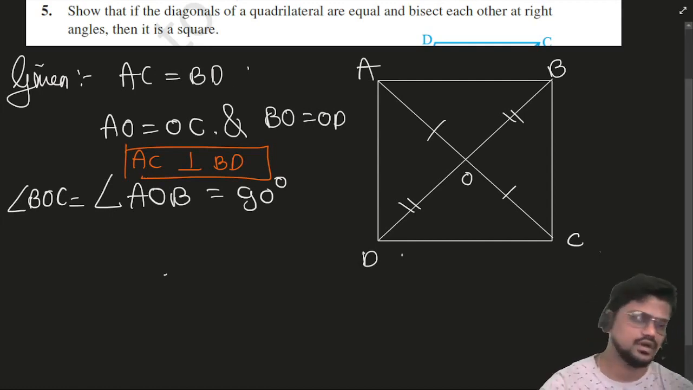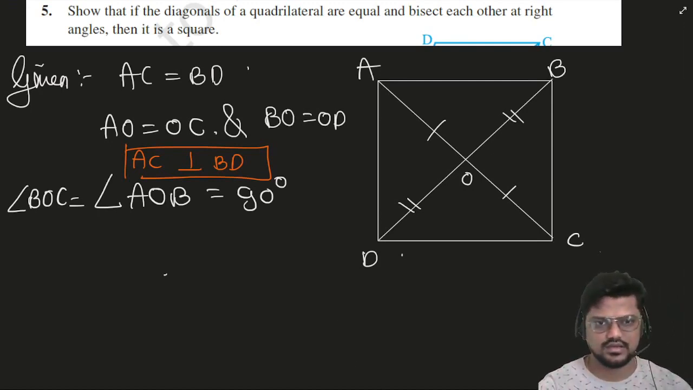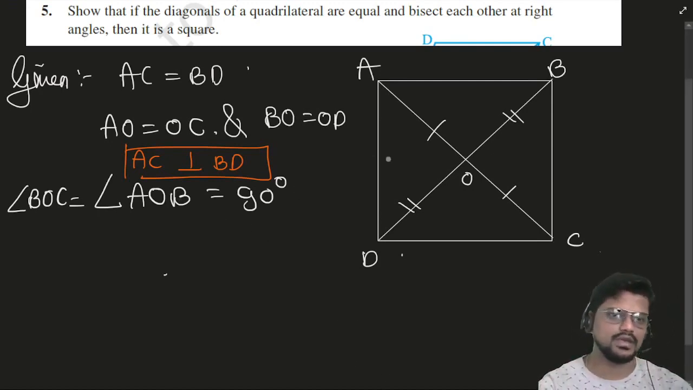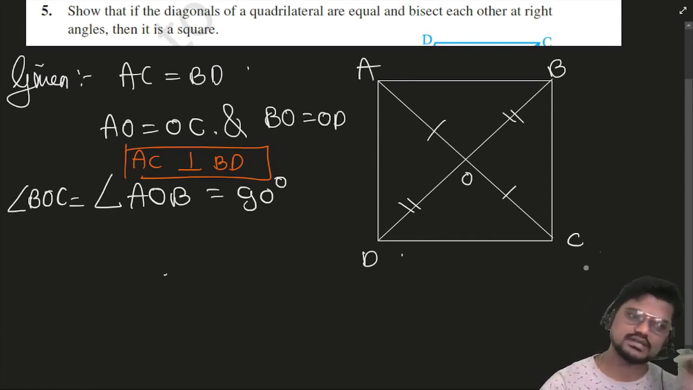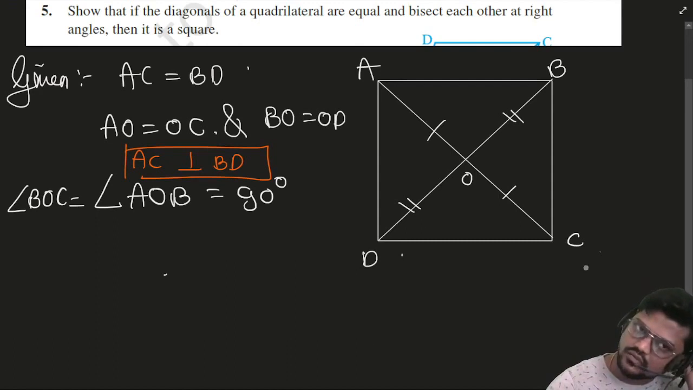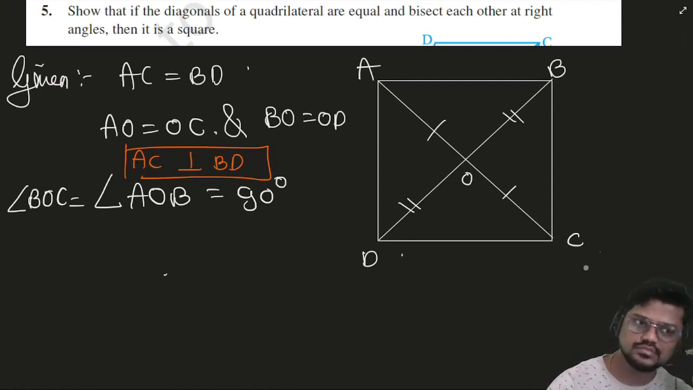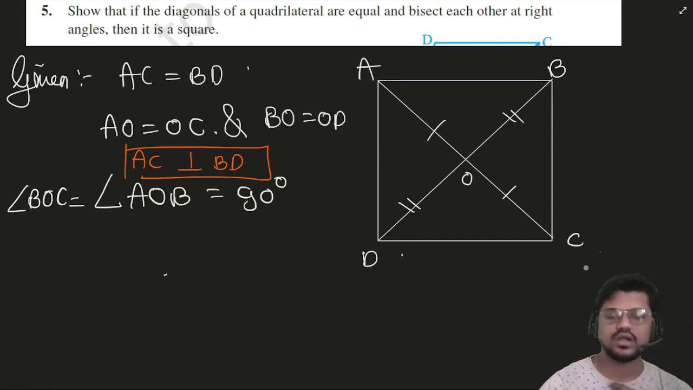Okay. Now what you know in this is angle AOB and angle BOC are 90 degrees, they have given. You have to prove that it is a square. Now when will you know that it is a square? Interior angles, all are 90. So even if you prove that all the sides are equal, and if you prove that one of the angles is 90 degrees, then it is a square. Fine.